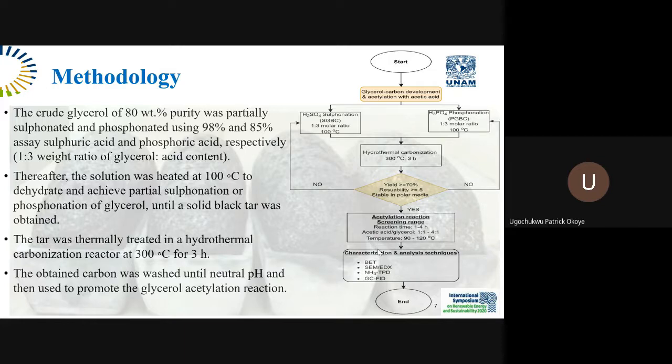The carbon was obtained and then washed to remove the excess acid on the surface of the material. These materials, respectively the sulfonated glycerol-based carbon and phosphonated glycerol-based carbon, were applied to propagate the acetylation reaction. And the target is to obtain at least more than 70% yield of these compounds, and the reusability to have at least five reuses, and the material to be stable in polar media without rapid deactivation.